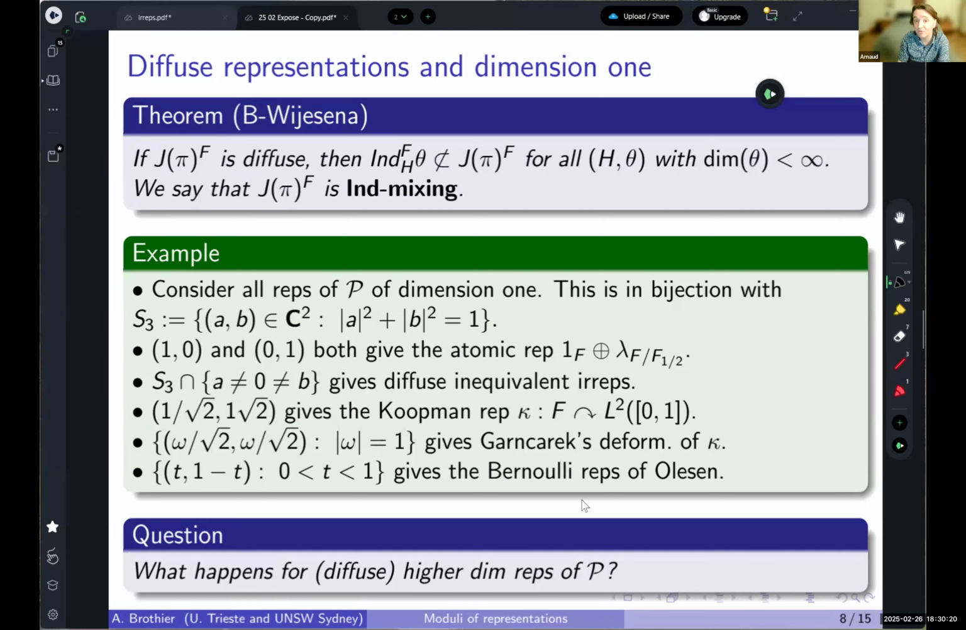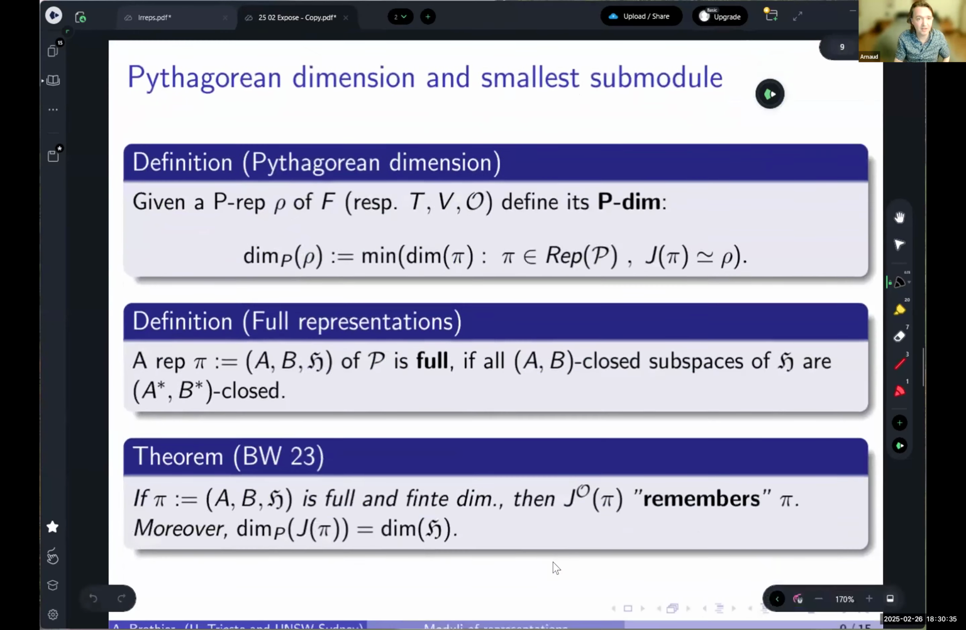Okay, so that's the one-dimensional representation. And you can see that here we get an explicit moduli space, because it's parametrizing unitary classes of representations. So we could wonder what happens in dimension 2, 3, etc.